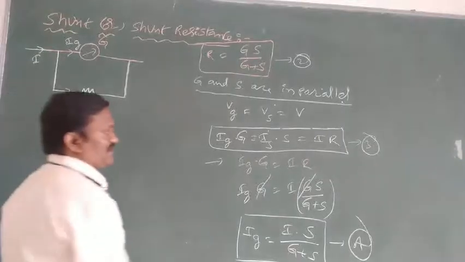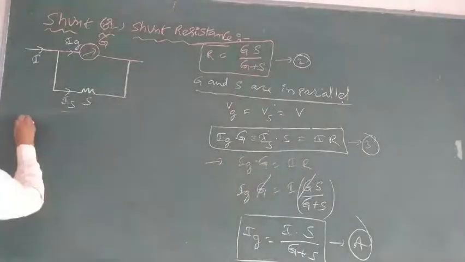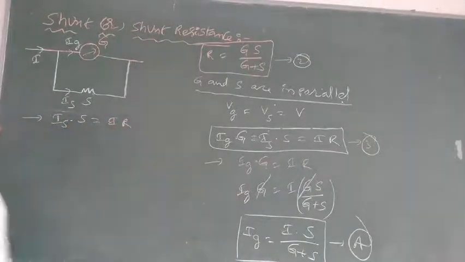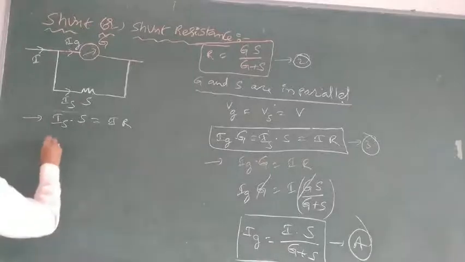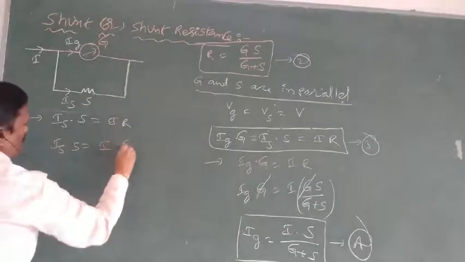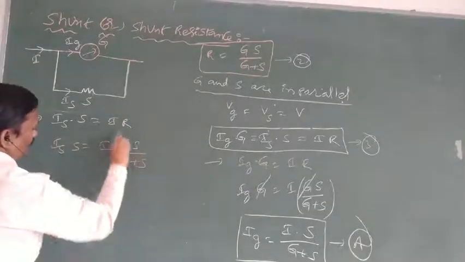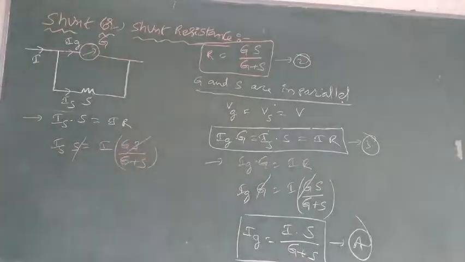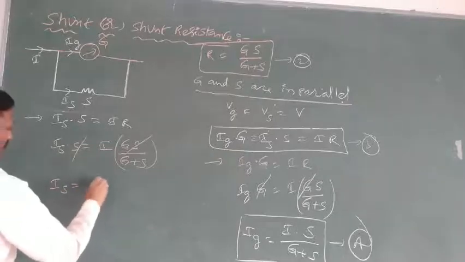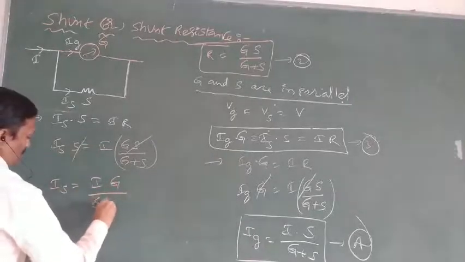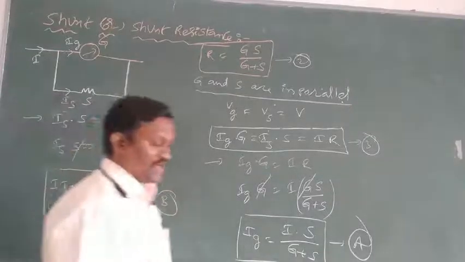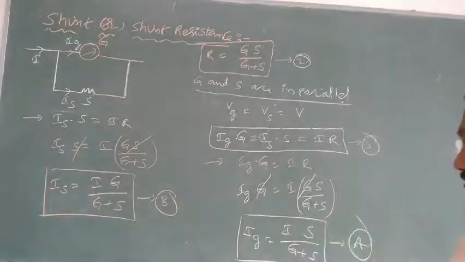So for this purpose, equate second term and third term. Second term means Is into S. Third term means I into R. So Is into S is equal to I into R, which we know is I into GS by G plus S. On both sides S is cancelled. So the expression for current passed through shunt resistance Is is equal to I into G by G plus S. It is equation B.